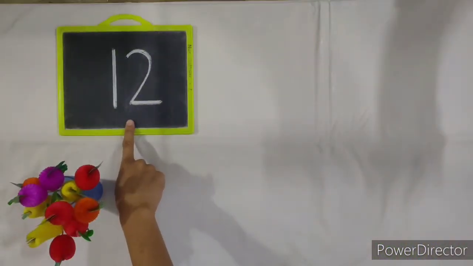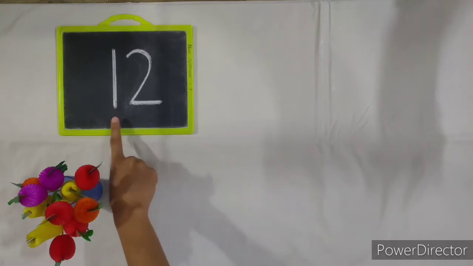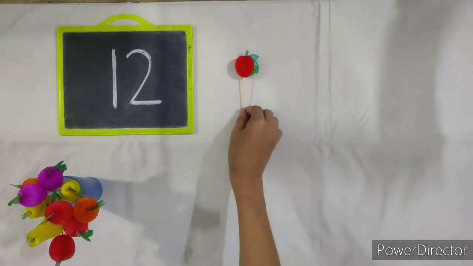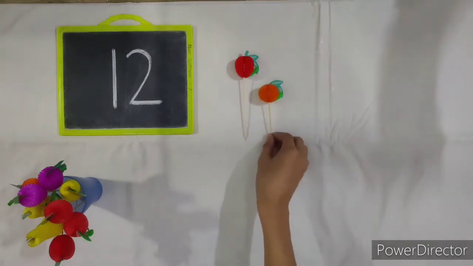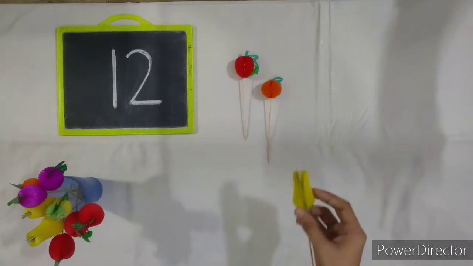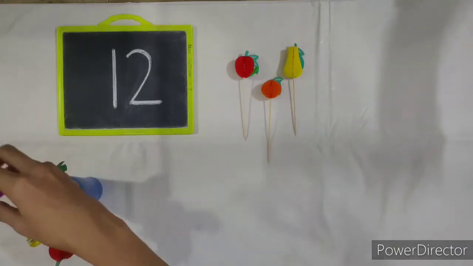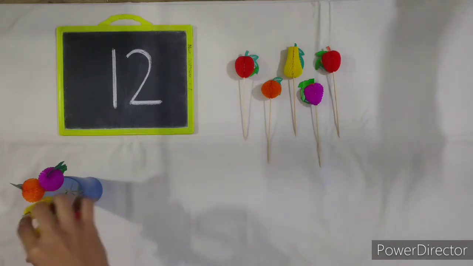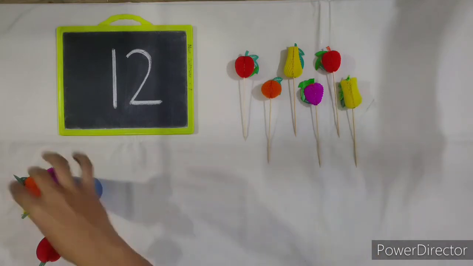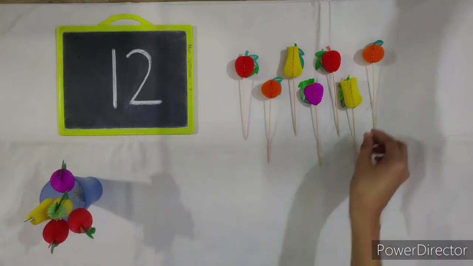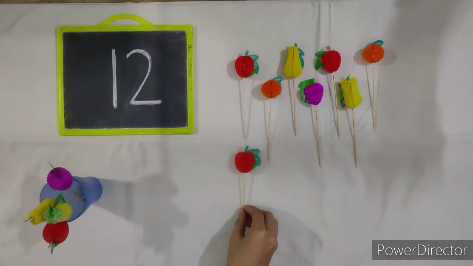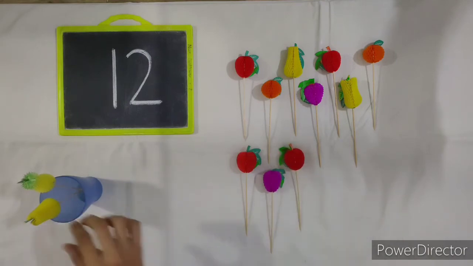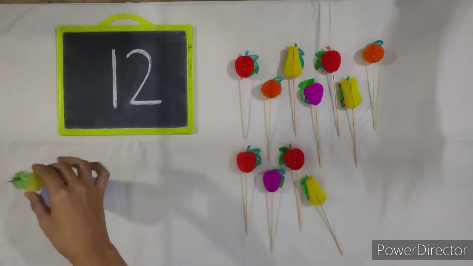This is number 12. 1, 2, 12. Now let's count the fruit sticks. 1, 2, 3, 4, 5, 6, 7, 8, 9, 10, 11, 12.